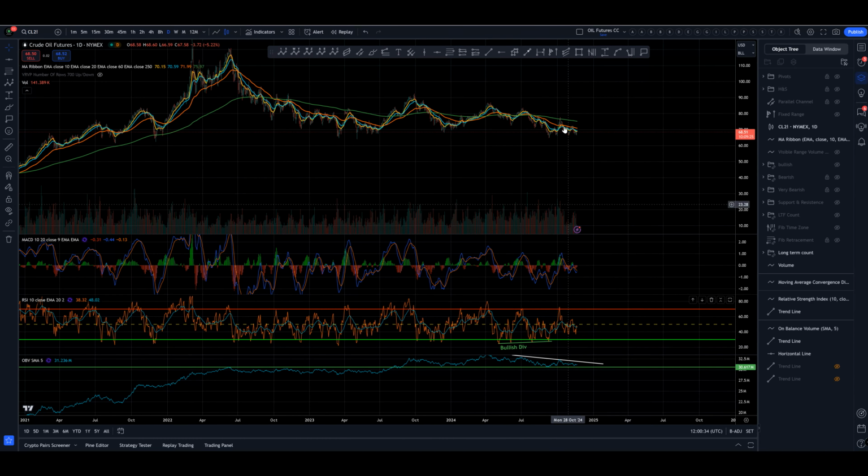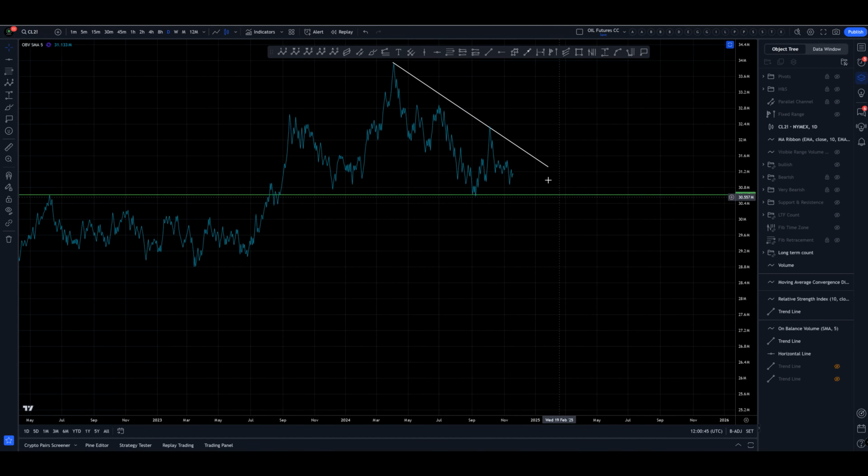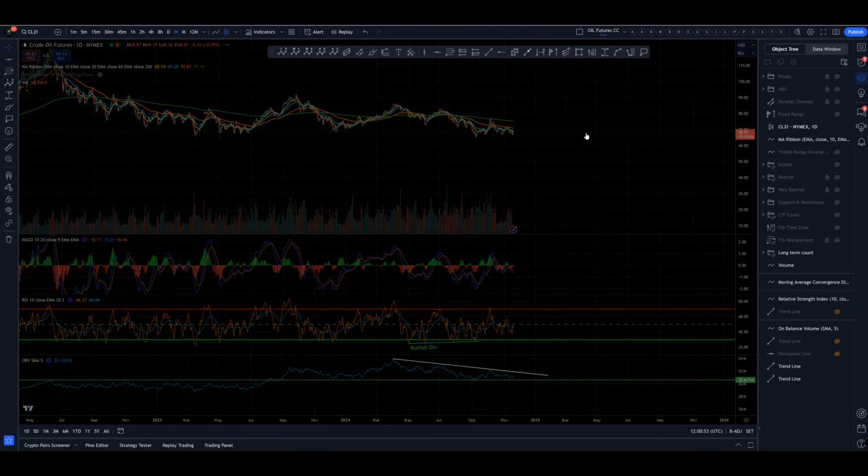Multiple weekly bullish divergence coming out of that low, but very little bullish momentum off of it, but it could be a sign that there's actually some strength building up. OBV not confirming one way or the other, still in a downward trend, but still above that major support level. So no preemptive breakout one way or the other.